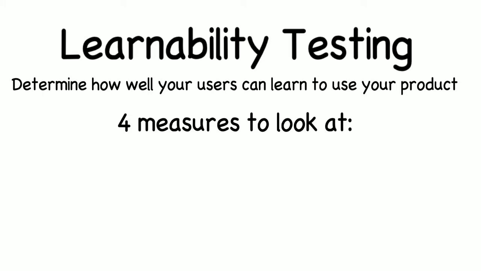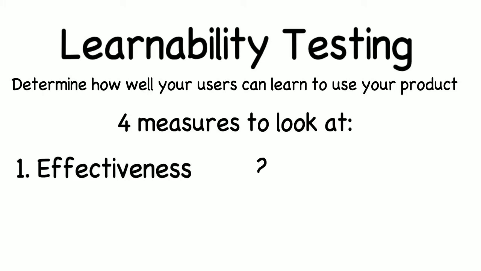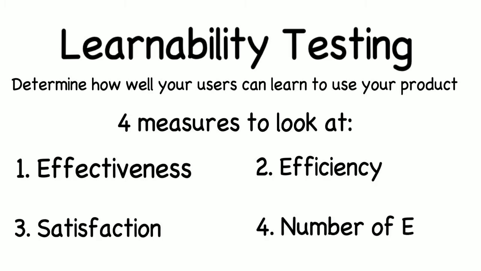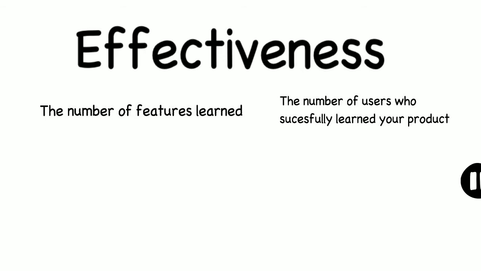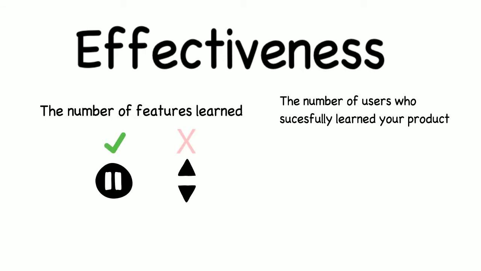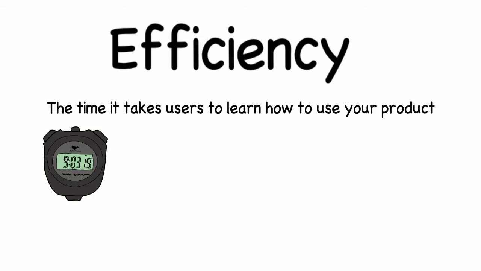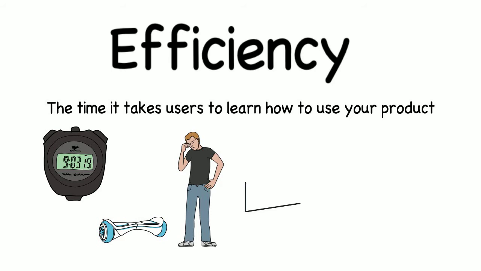There are 4 measures you can use to test how learnable your product is: effectiveness, efficiency, satisfaction, and lastly, errors. Effectiveness is the number of features learned, or the number of users who successfully learned and used the product. If users are not able to learn the features provided, then your product serves no purpose. Efficiency is the time it takes someone to learn how to use the product. If it takes a long time for your users to learn your product, they will grow bored or frustrated with it, and as a result they will not use it.